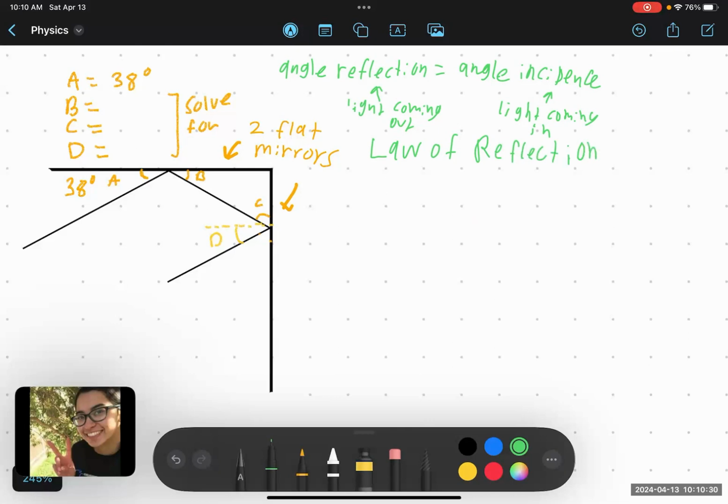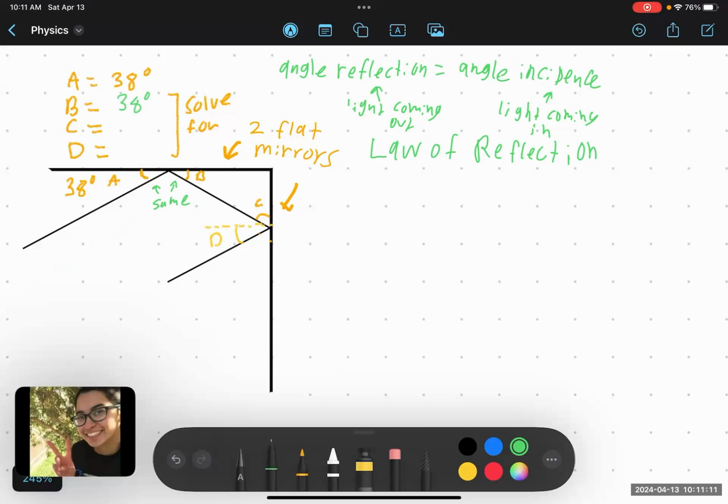So in this problem, we have the light coming in here and then bouncing down onto this mirror. Both of these long arms are flat mirrors, and the little ones are the light coming in and going out. We are given the first angle, A, which is 38. And based on our law of reflection, we know that B must be the same, which means that B should also be 38 degrees, right?